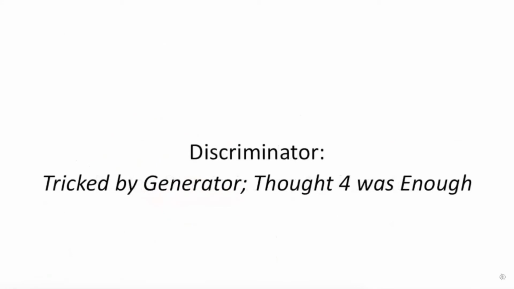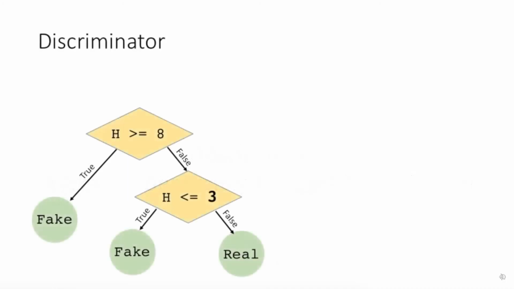However, the discriminator needs to be updated since it incorrectly thought the fake data was real. It failed because it thought 4 heads were enough to get the label of real. Let's update this lower bound condition on the discriminator to go from less than or equal to 3 to less than or equal to 4.